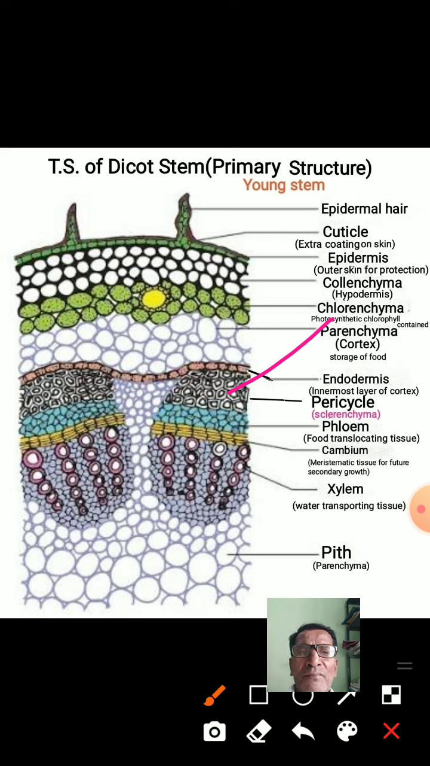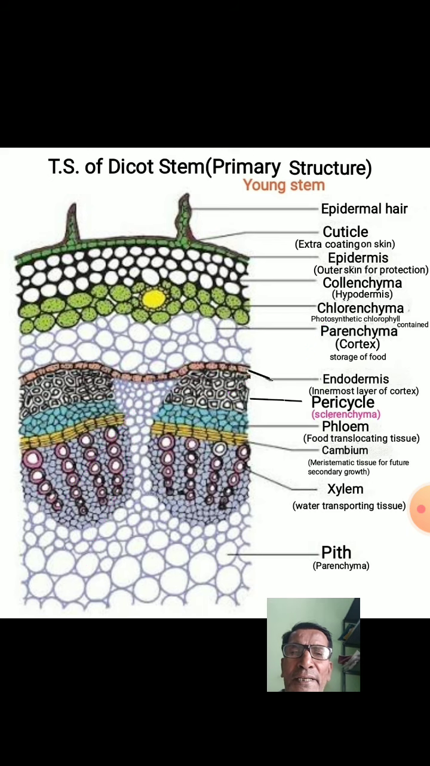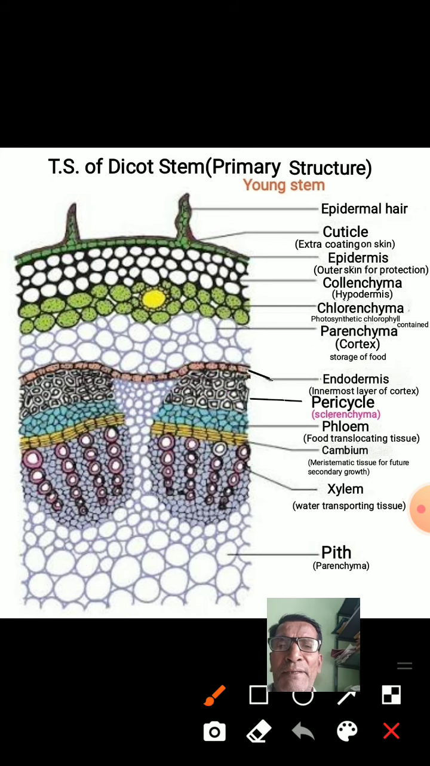Now, in addition to the pericycle, between the vascular bundles, this is the parenchyma tissue over here. This is nothing but the primary medullary ray.